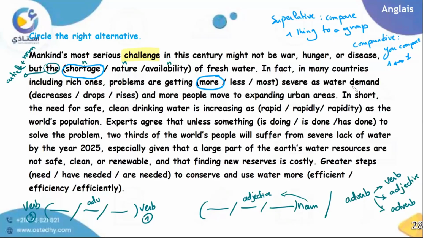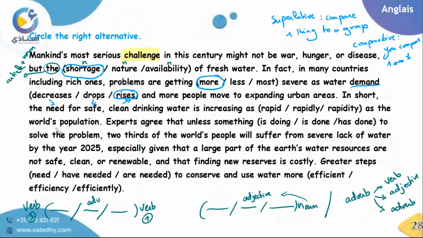Water demand, the demand of people, the use, if you want, decreases, drops, or rises. It's the water demand, they are not decreasing, they are not dropping. Decrease and drop, it's the same word, more or less, okay? Decrease and drop, same thing. Basically, drop is like this, and decrease is progressive. It rises, of course, it's the opposite. It rises. Okay, you have verbs, same. And more people move to expanding urban areas.